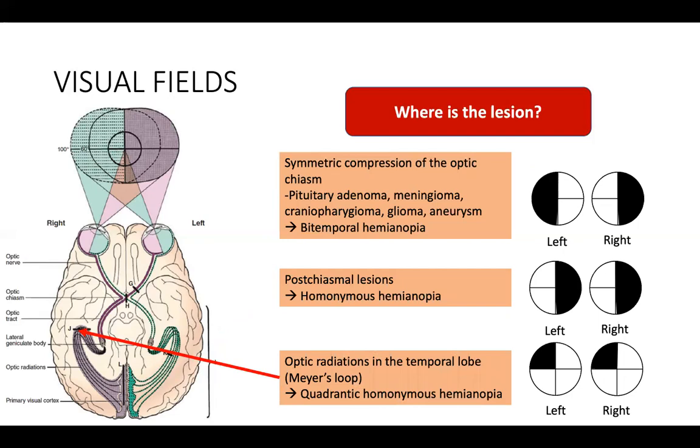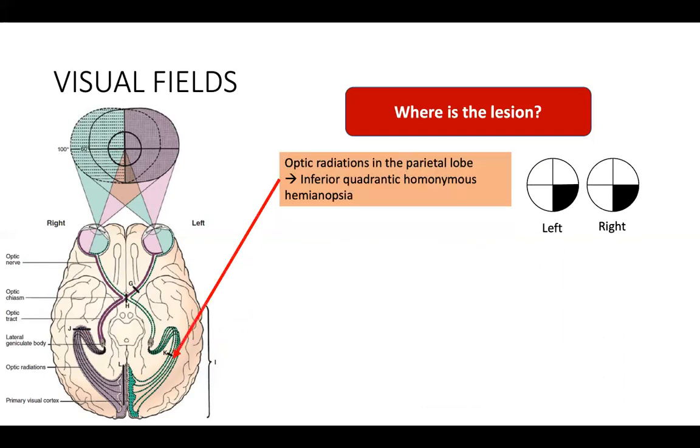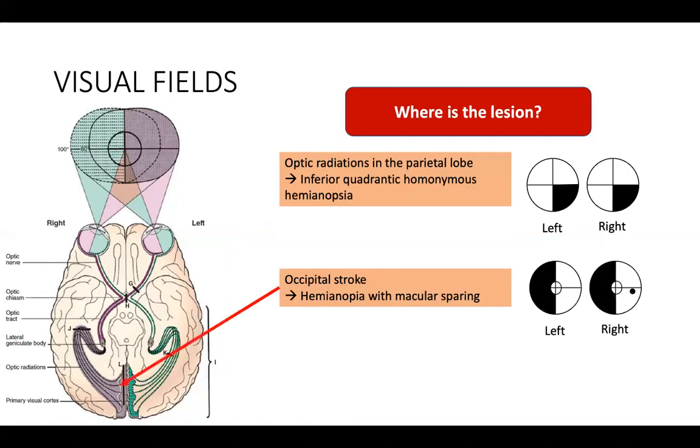Damage to the optic radiations in the temporal lobe or the Meyer's loop produces a superior quadrantic homonymous hemianopia. Injury to the optic radiations in the parietal lobe results in an inferior quadrantic homonymous hemianopia. Lesions of the primary visual cortex give rise to dense, congruous hemianopic field defects.